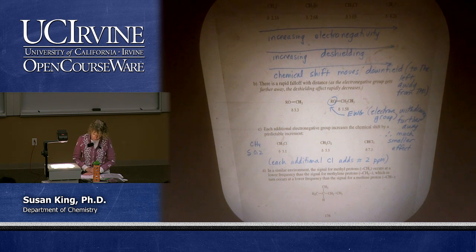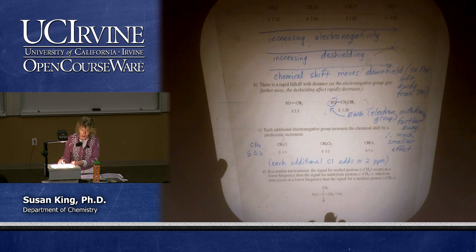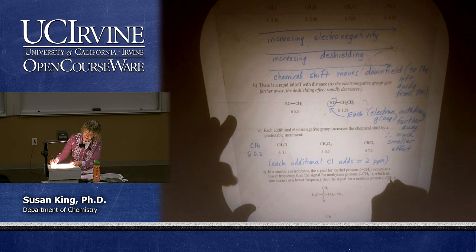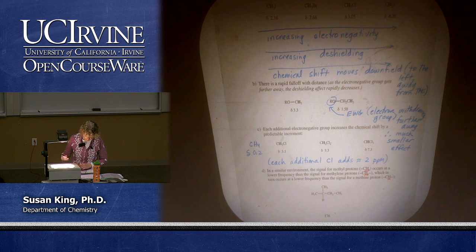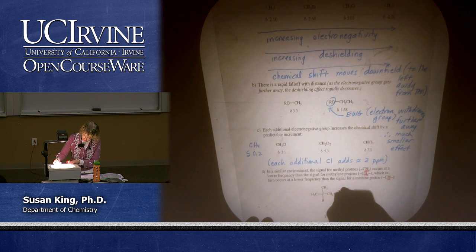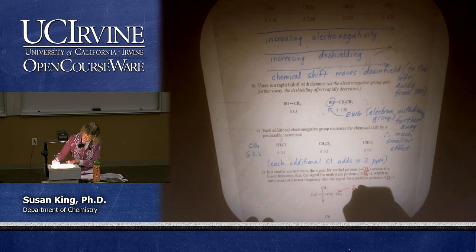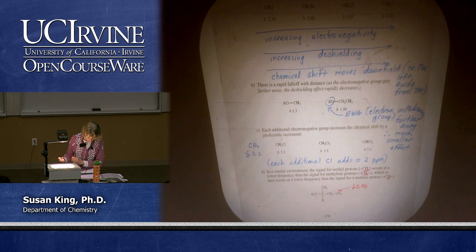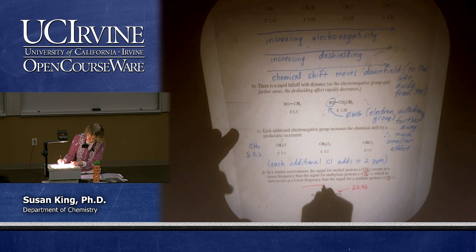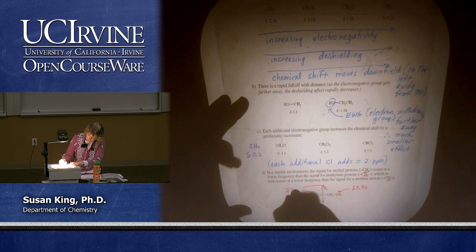In a similar environment, the signal for methyl protons occurs at a lower frequency than the signal for methylene, which in turn occurs at a lower frequency than the signal for a methine. So a methine is a CH, a methylene is a CH2, and a methyl is a CH3. And if we look at this compound right here, we're going to get differences here. So the methyls will be at the lowest ppms here. These three hydrogens would be chemical shift 0.96, and these guys right here, very close, but different, chemical shift 1.01.